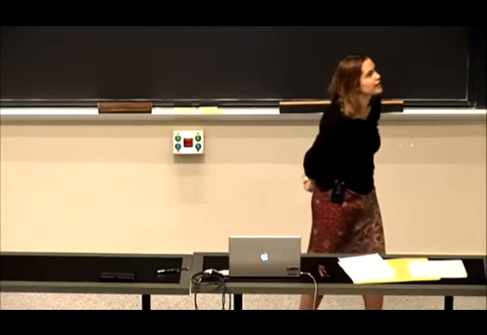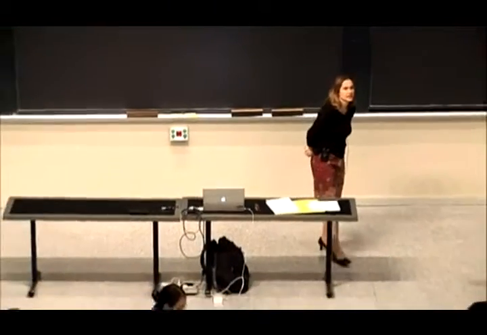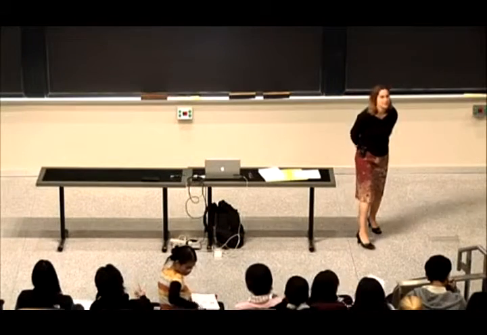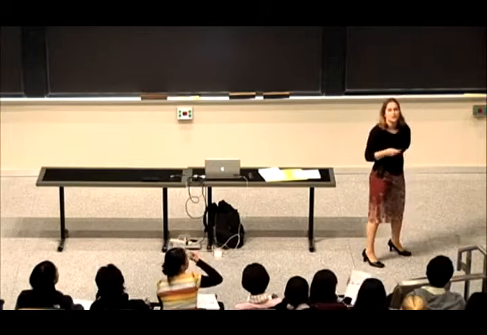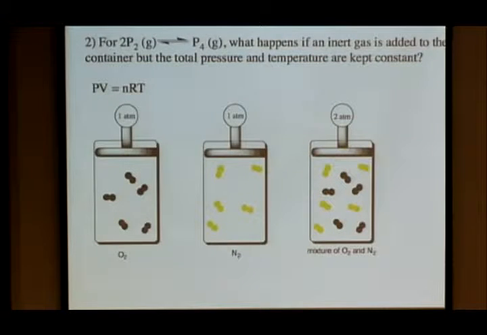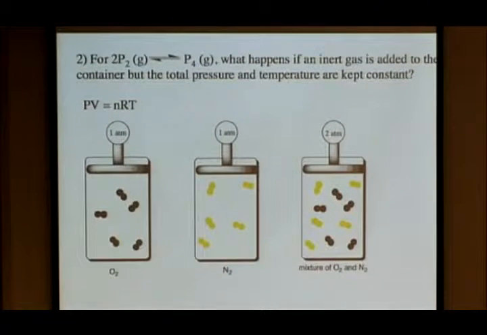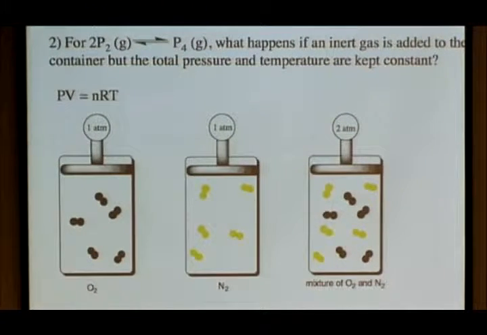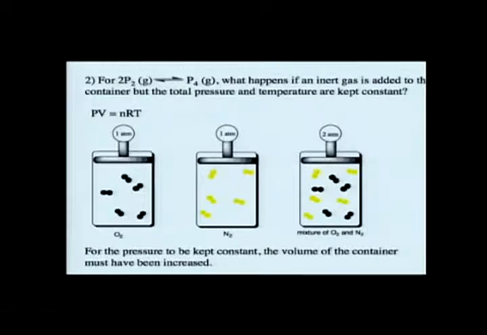If the total pressure was kept constant, if the total pressure didn't change when you added an inert gas, the volume must have changed. Say oxygen is our gas of interest and N2 is an inert gas. If we add an inert gas to our system, the total pressure should go up. If it doesn't, then something else must have changed, and what must have changed is the volume. Otherwise, the total pressure would not have stayed the same.